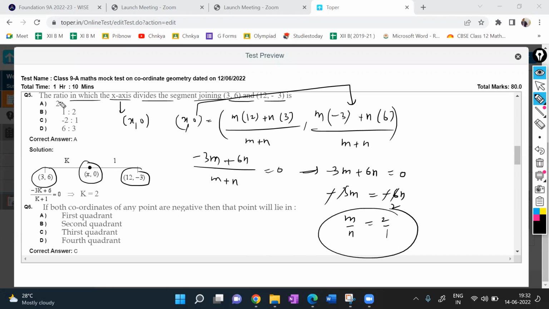Yes, look at it. Option A is correct. Hello guys, 2 by 1 and 2 both are correct. 2 can be written as 2 by 1, and 2 by 1 can be written as 2:1. Understood my point? Yes, sir.